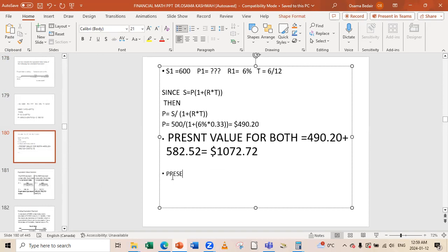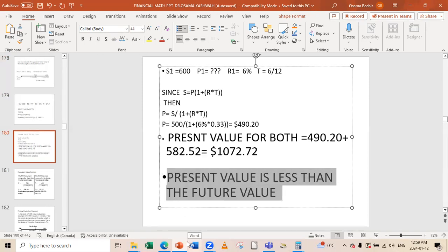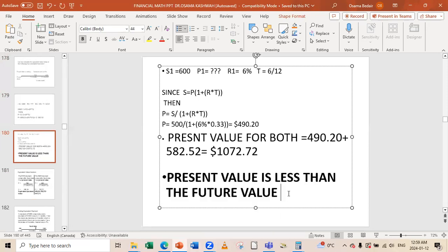Present value is less than the future value. Present value is always less than the future value. That's what I want you to know for the moment.